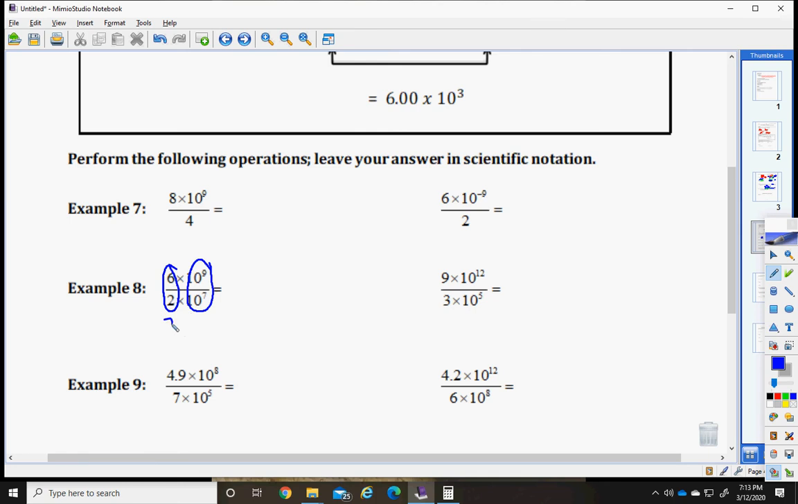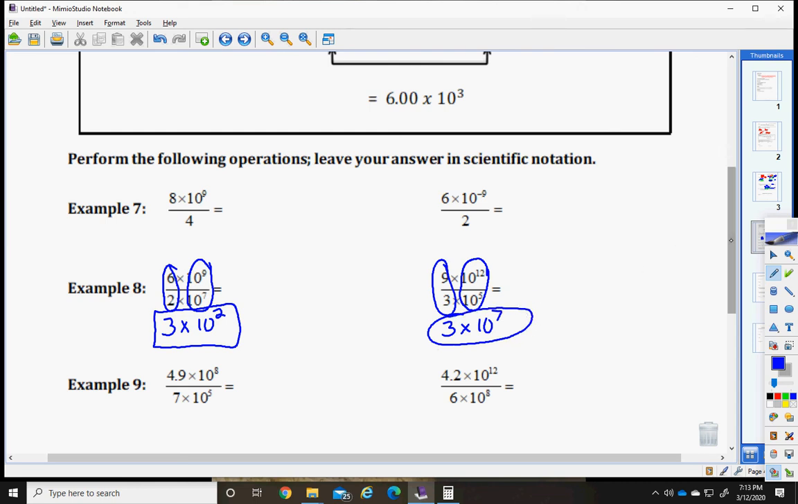6 divided by 2 is 3. 10 to the 9th divided by 10 to the 7th is 10 to the 2nd. Remember, the rule is you can subtract the exponents. This is already scientific notation, so I'm done. So sometimes it's that simple. If I were to do this other problem, 9 divided by 3 is 3. 10 to the 12th divided by 10 to the 5th is 10 to the 7th. Again, that's already scientific notation.